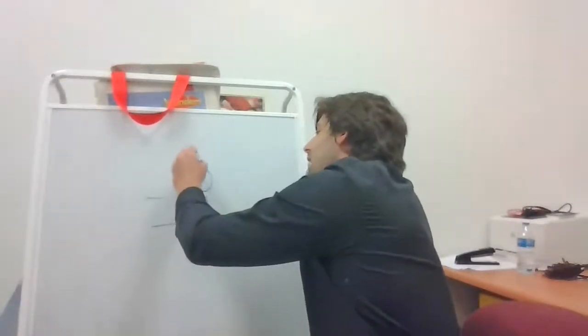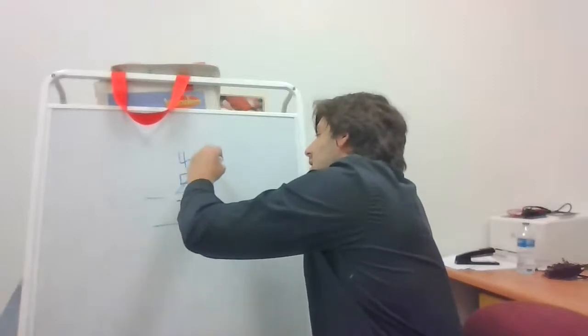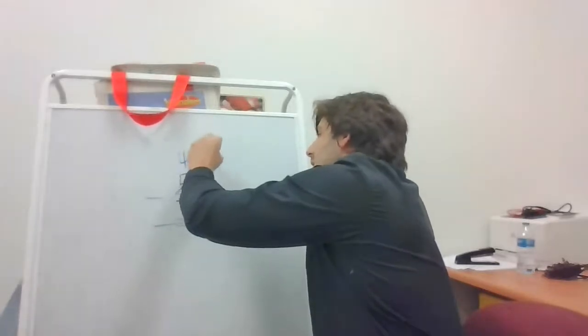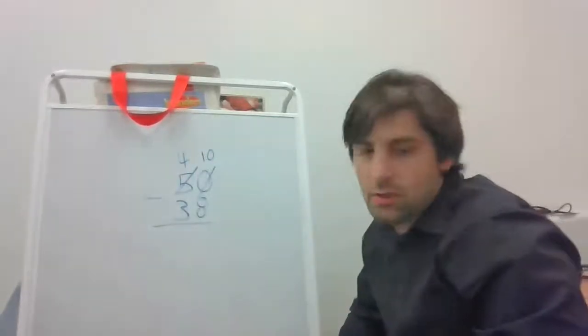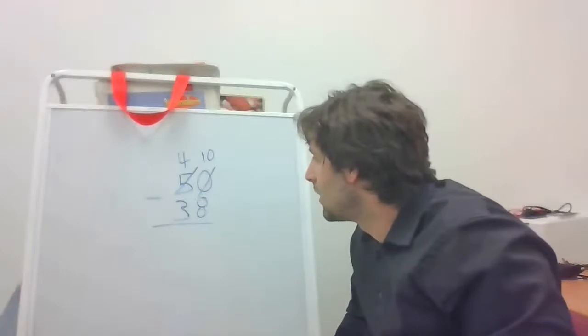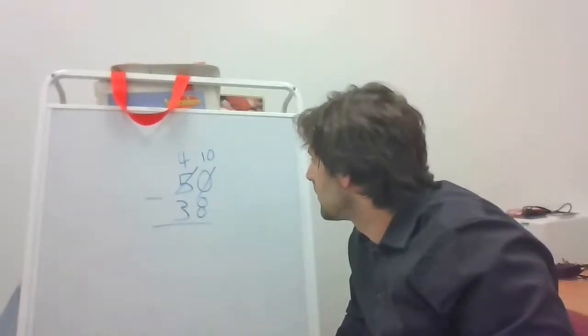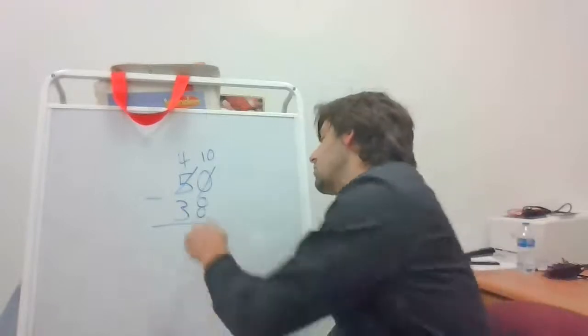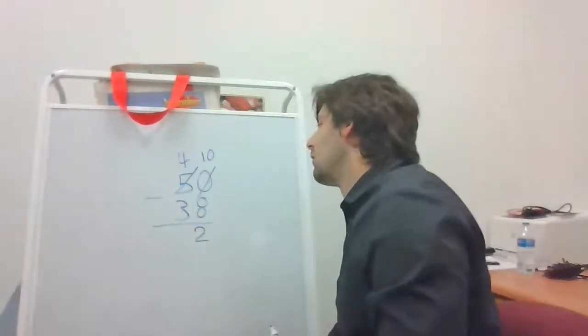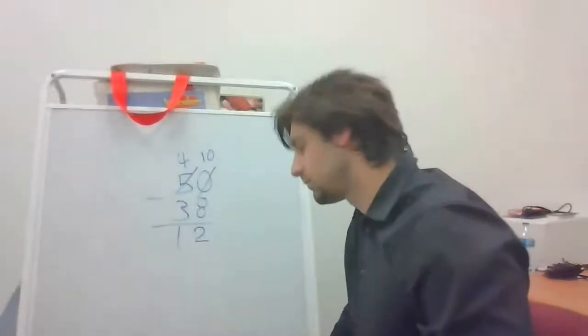So the 5 is going to become a 4 because we're taking a 10 from the tens place. And the 0 is going to become a 10. So we're adding 10 to the ones place and taking away 1 from the tens place. All right, so 10 minus 8 equals 2. 4 minus 3 equals 1. And our answer is 12.